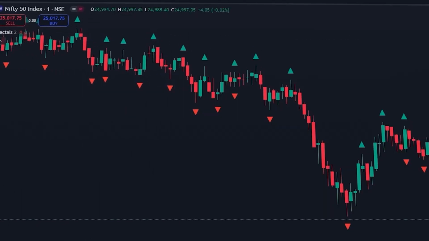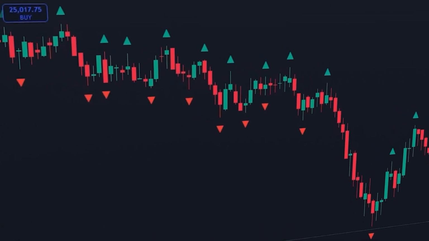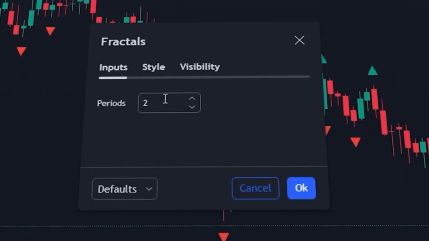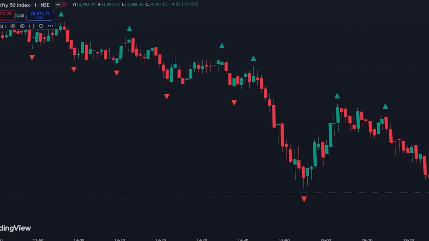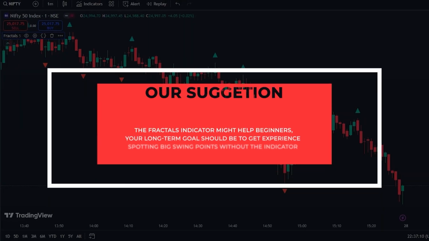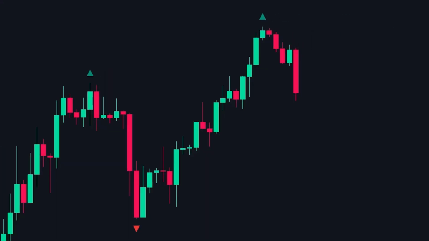By leaving the settings as default, the indicator will plot every tiny reversal, which can be more confusing than useful. To remedy this, adjust the parameters to a 5 period. This change guarantees that the indicator only marks major reversal points. However, keep in mind that the indicator may still identify some unimportant swing points. While the fractals indicator might help beginners, your long-term goal should be to get experience spotting big swing points without the indicator.